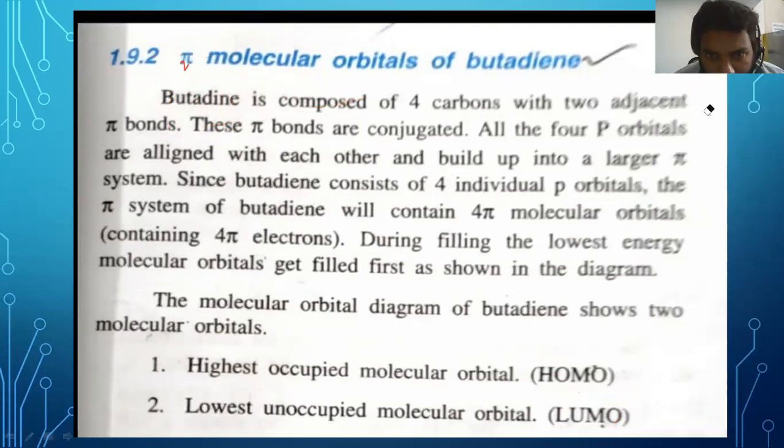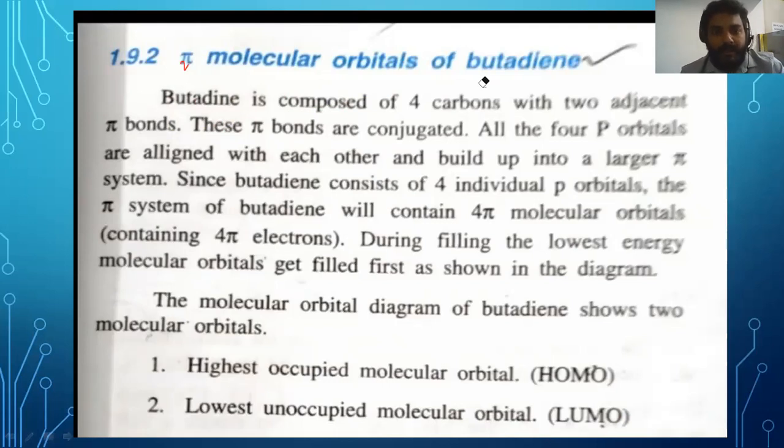4 carbons are there, 4 p orbitals are there, 4 pi electrons are there. The electrons fill the lower energy orbitals. The highest filled orbital is known as the highest occupied molecular orbital, that is HOMO. The lowest unoccupied molecular orbital, that is LUMO. Very good.